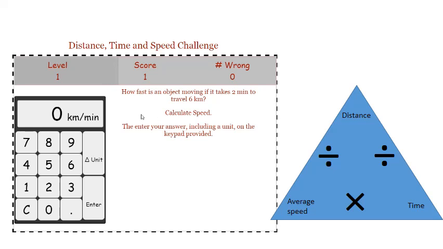All right, now notice it wants speed again. We'll do that one as well. How fast is it going if we've traveled a distance of 6 kilometers in 2 minutes? That winds up being 3 kilometers per minute. I'm fine with that. Now check this one out.